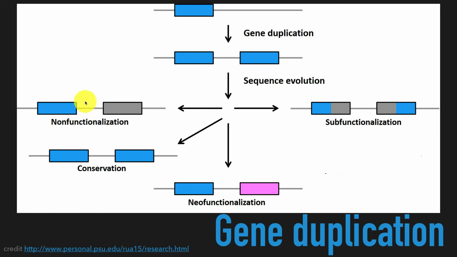Well, it could tolerate one of them being broken. Maybe it gets a nonsense mutation, but it's not going to functionally impact because you still have one good copy. So non-functionalization of one copy is pretty common. It might be that if you doubled a bunch of stuff, you might need to conserve both copies for the sake of stoichiometry. And so you could end up with conservation of both copies.